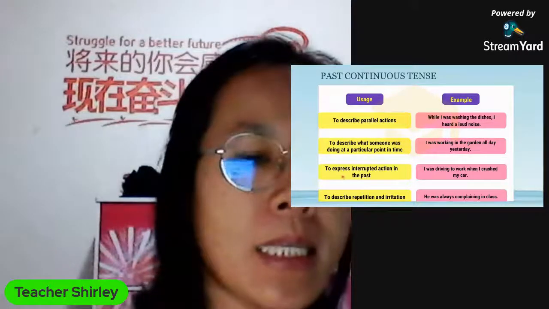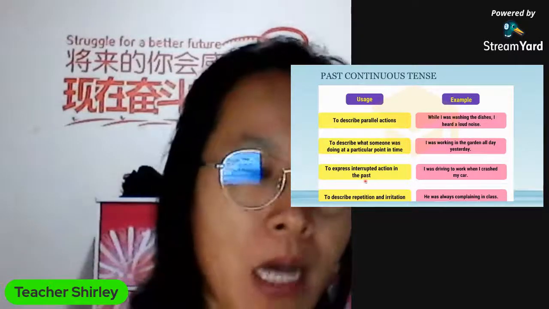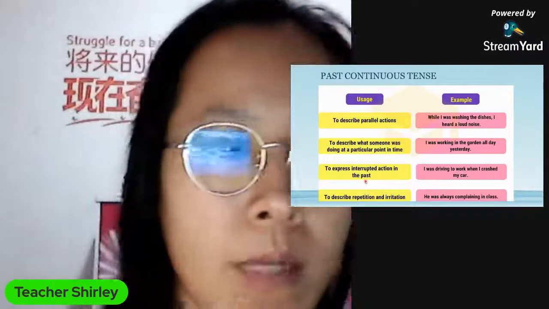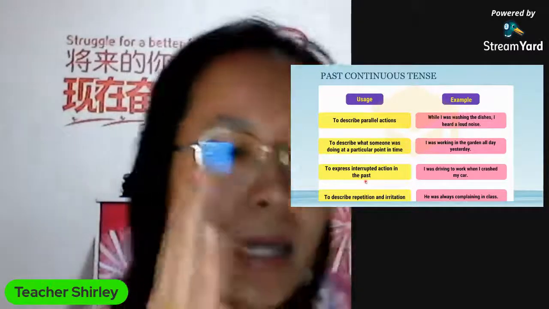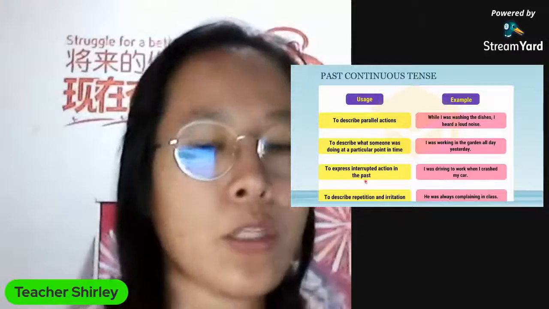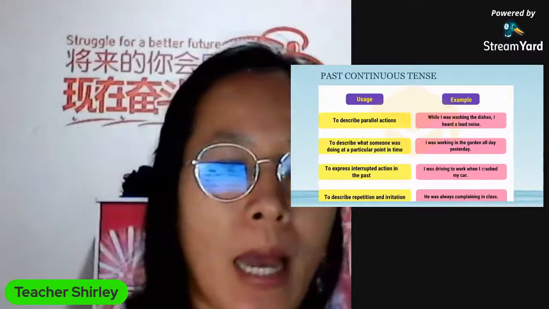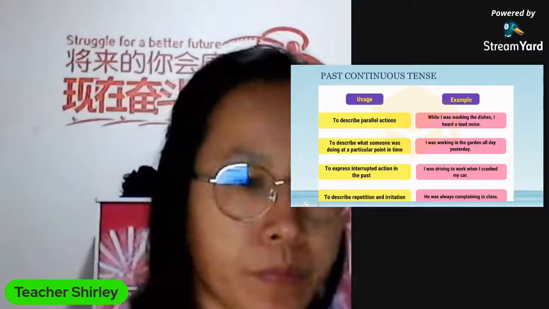To express interrupted action in the past, untuk perkara yang berlaku pada masa lepas dan tiba-tiba pada tengah dia ada satu perkara lagi yang berlaku. I was driving to work when I crashed my car.